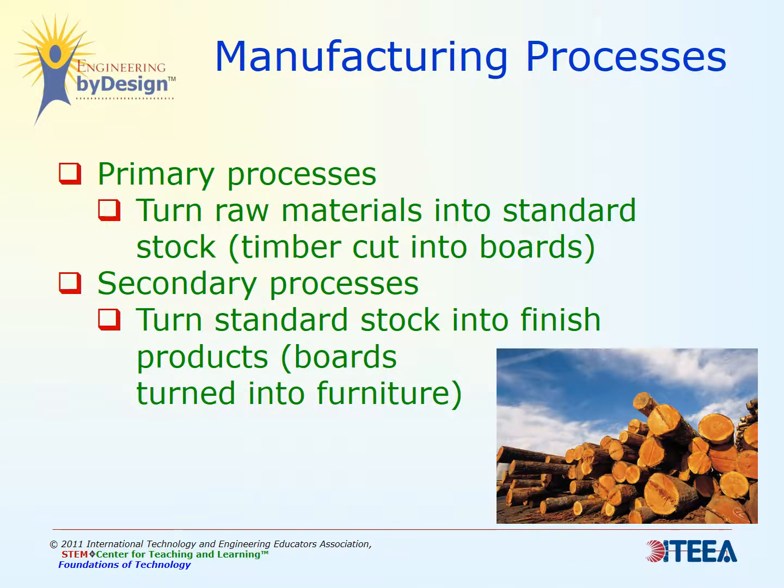The manufacturing processes. The primary process is you're turning raw materials into standard stock. So we're looking at timber, going out in the woods, cutting down timber. The timber's cut first into boards. The secondary process, you're going to turn standard stock into finished products. The boards are turned into furniture, desks, chairs.